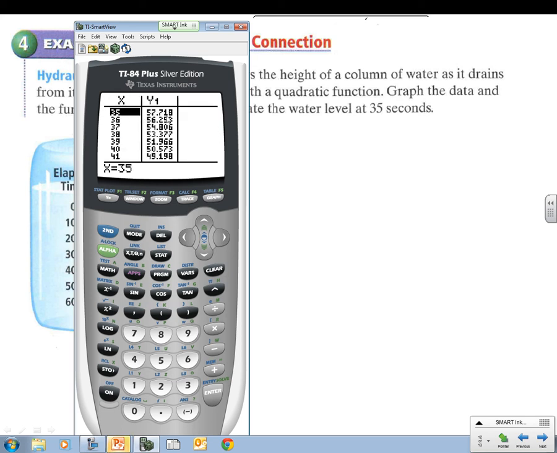If x is 35, y, now y1, notice y1 is coming from this equation we plugged in. y1 is 57.718. After 36 seconds, there'd be 56. After 37, there'd be 54.8. Okay, so it's doing the calculations for you. This 57.7 is what we would get if we plug 35 in for x into this equation. It would spit that number out.